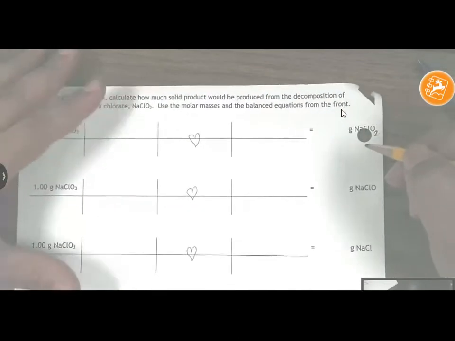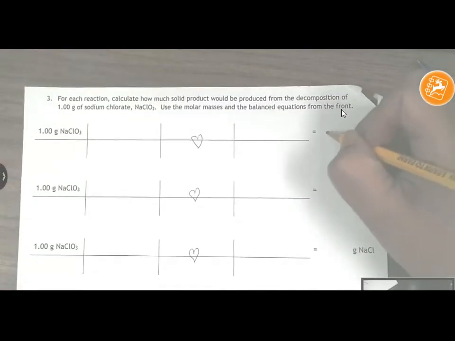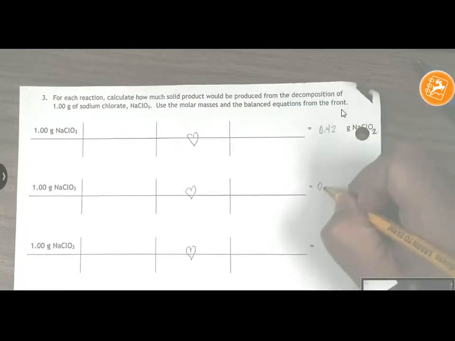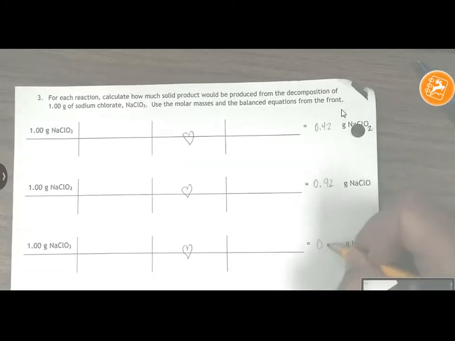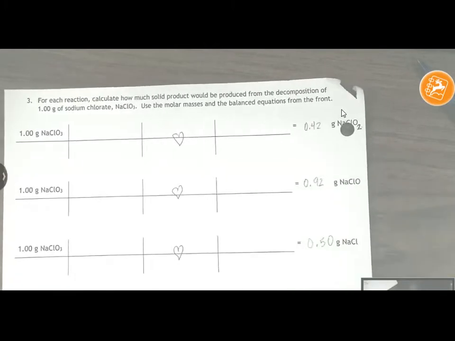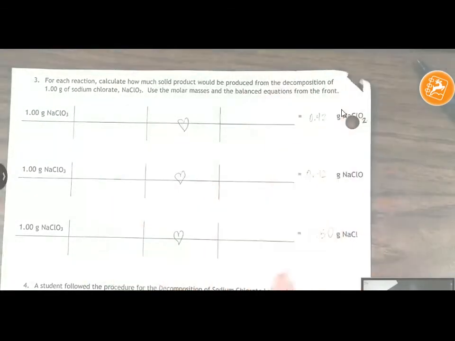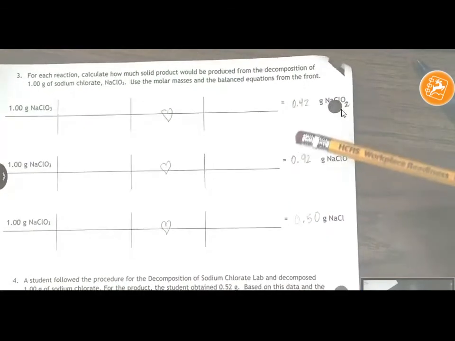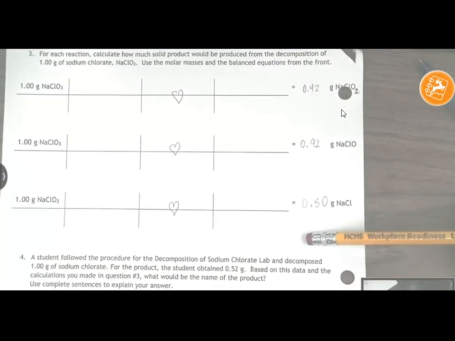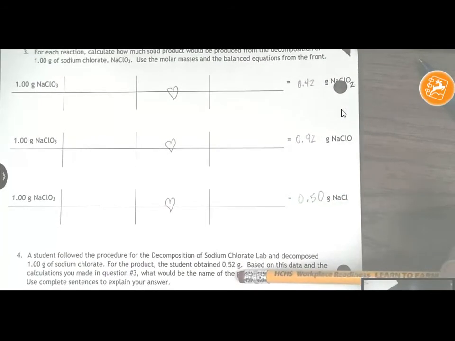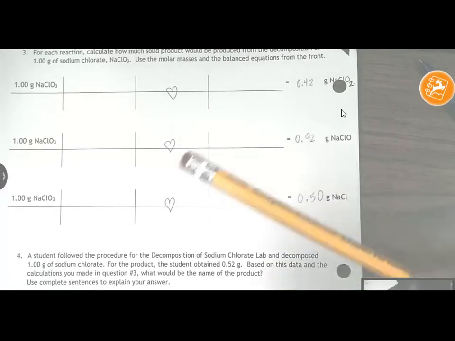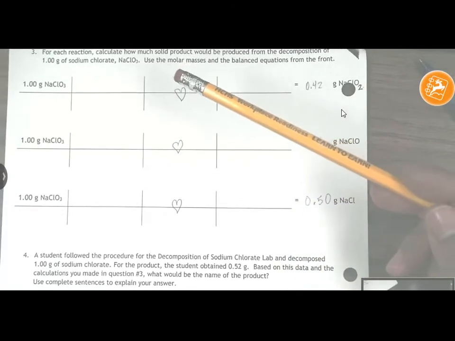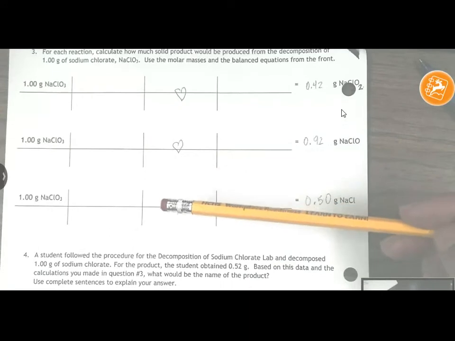Let's say this one is 0.42, 0.92, 0.50. So I'm just making up these numbers. I'm not saying that these are my right sig figs for these. I'm just saying these are examples, right? So then what if they got 0.52? Based on this, would it be equation 1, 2, or 3?